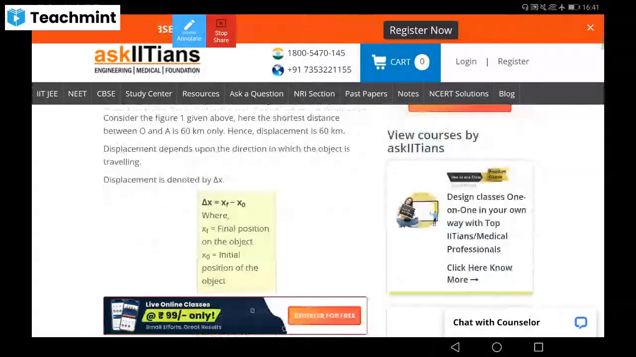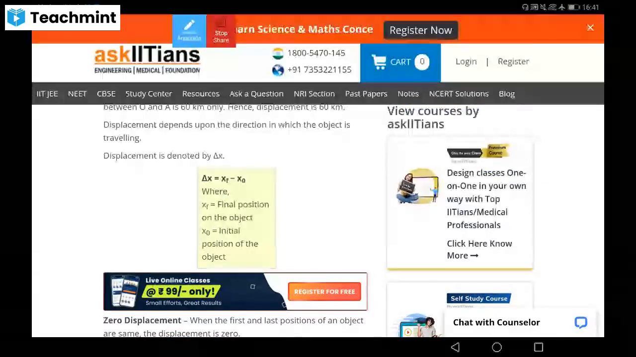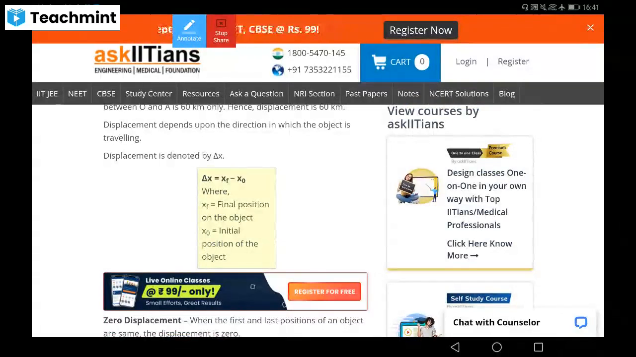Now here you see what is displacement. There is a formula given for the displacement, that is given as delta x.